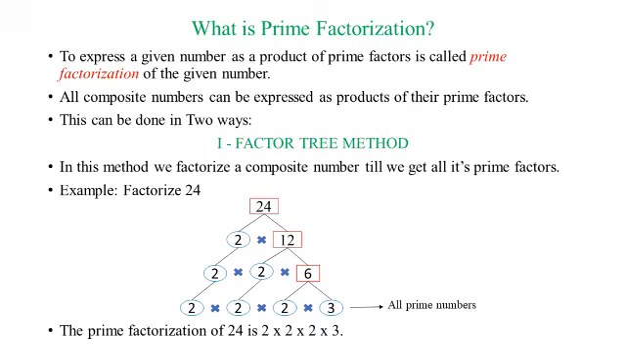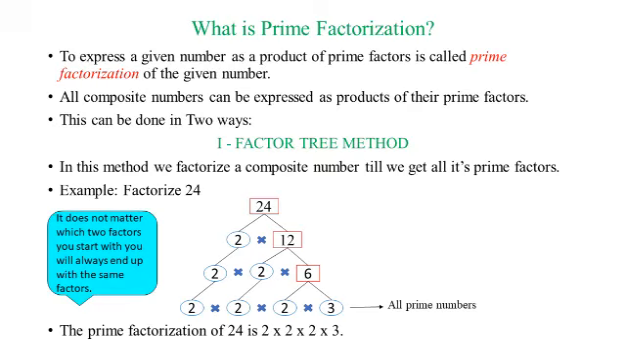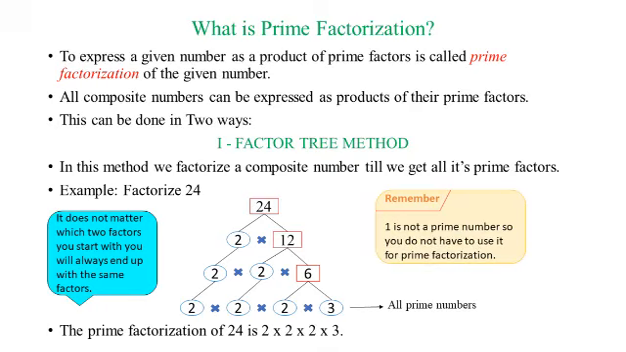Points to remember. It doesn't matter which two factors you start with, you will always end up with the same prime factors. Second point, 1 is not a prime number, so you do not have to use it for prime factorization.